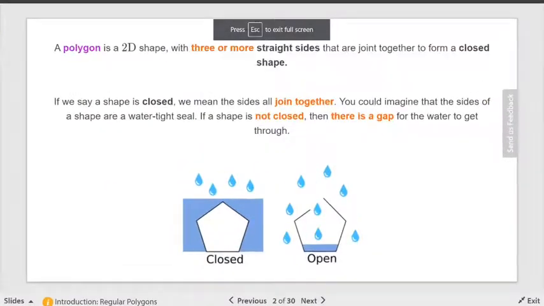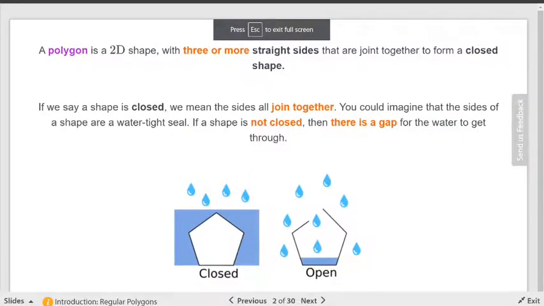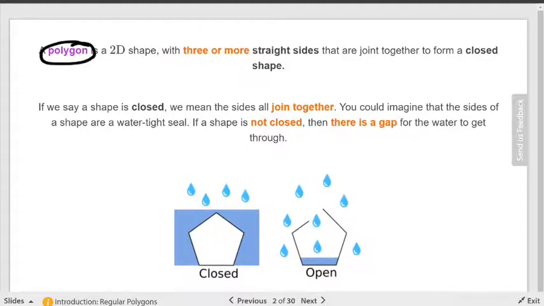The first shapes we're going to be talking about are polygons. Any 2D shape that has three or more straight sides joined together to form a shape. So, really important aspects from this: polygon is simply a word that means many sides. They have three or more straight sides. So if you get a curved line, do you have a polygon? No. And they also must form a closed shape.